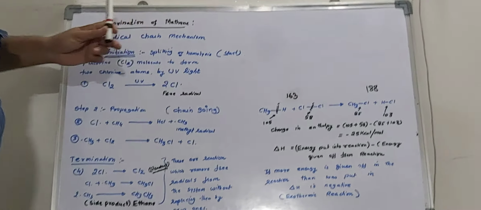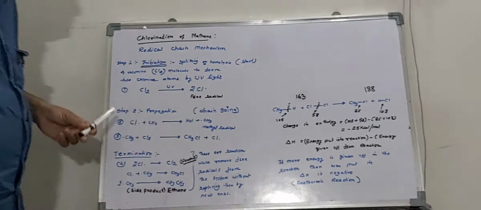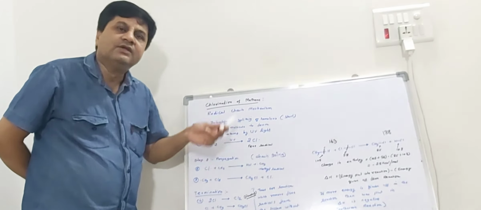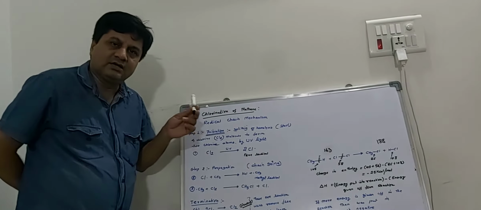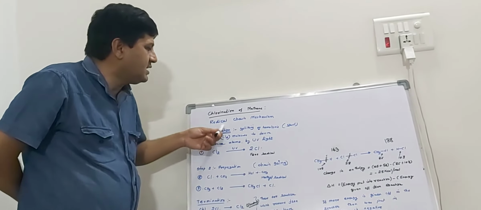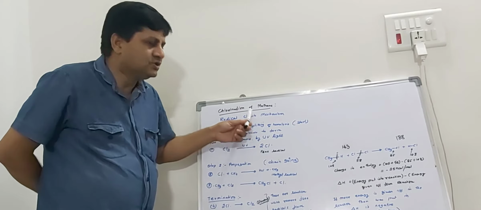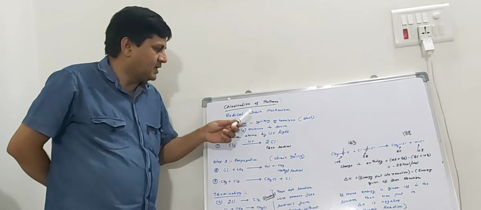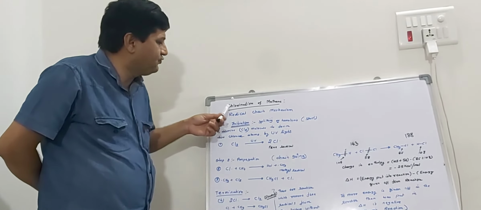So what we learned, friend, here we learned about the substitution reaction, chlorination reaction, free radical chlorination reaction, and the chain reaction also. So I think, friend, you understand the mechanism which is involved in the chlorination of methane.